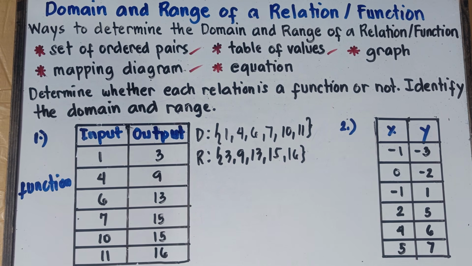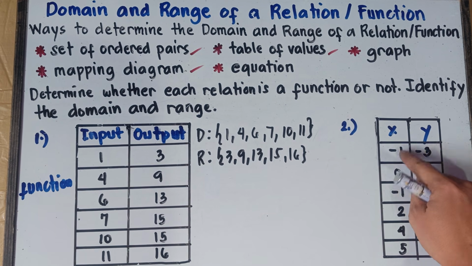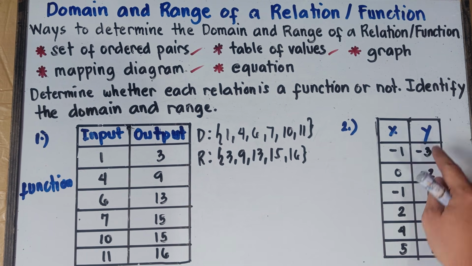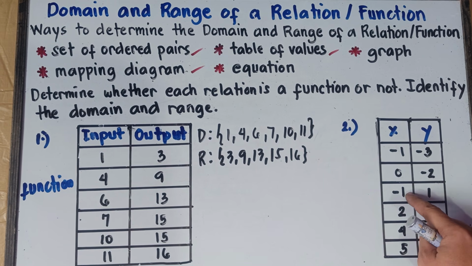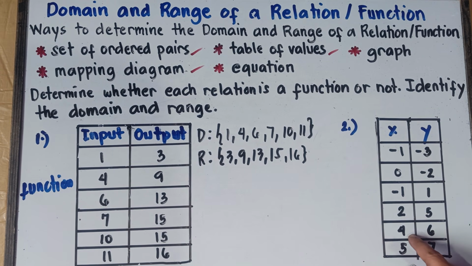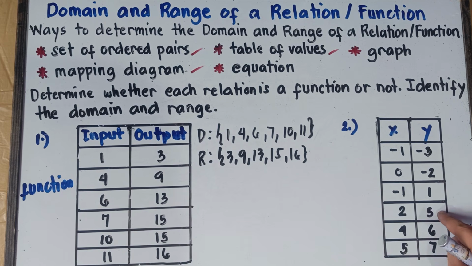How about number 2? So we have the given x value, negative 1. This will be the input, and this will be the output. Alright, so the x values are negative 1, 0, negative 1, 2, 4, and then positive 5. And then for the y values, we have negative 3, negative 2, positive 1, 5, 6, and then 7.